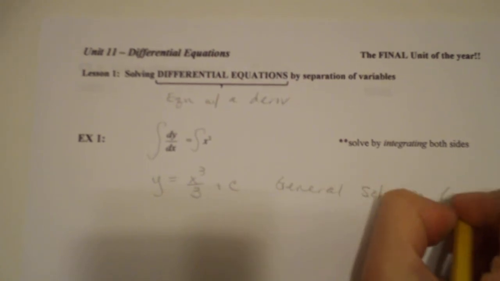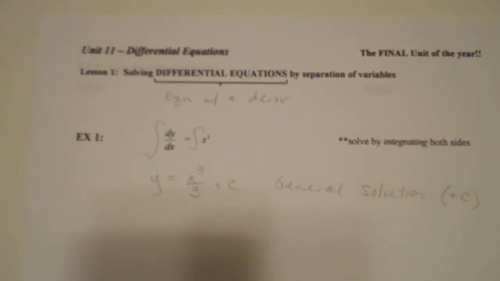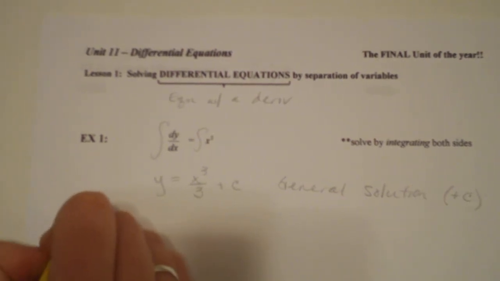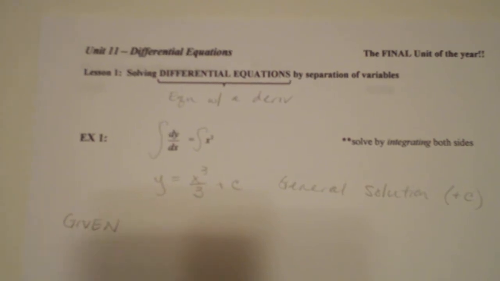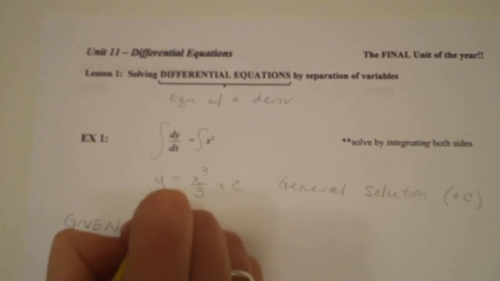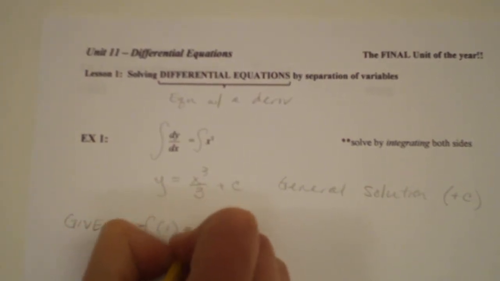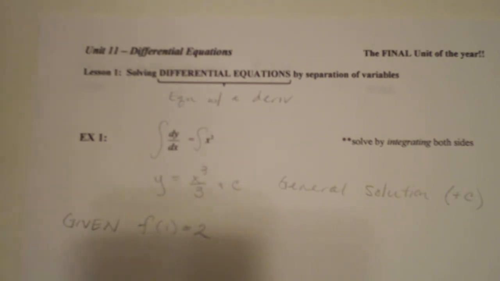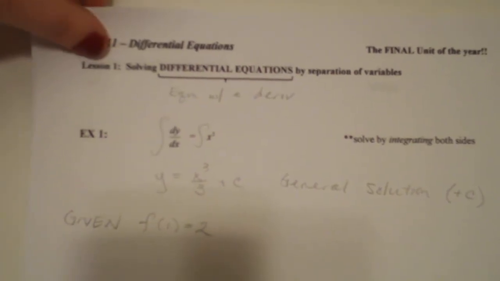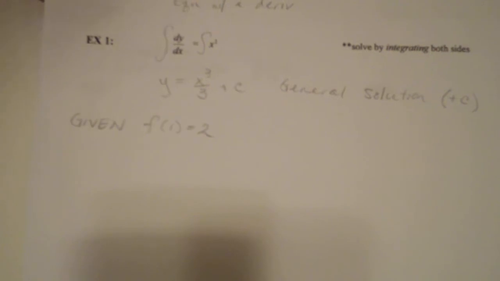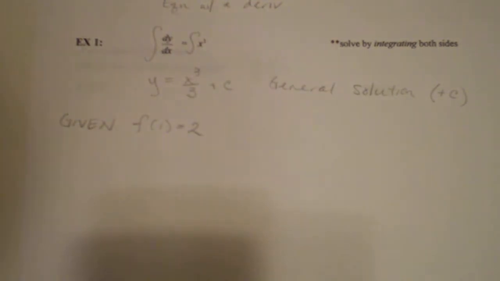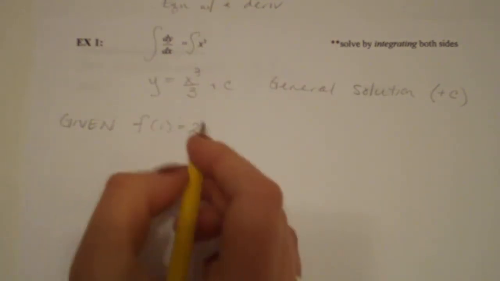The general solution has a plus c on it. It's not exact, but that's the general idea of the equation. Okay, now what if I have this given piece of information? I'm going to tell you that f of 1 is equal to 2. So that's the piece of given information that I have for you. If you have some given information there, then what you need to do is use that to go back, find c, and find the exact equation.